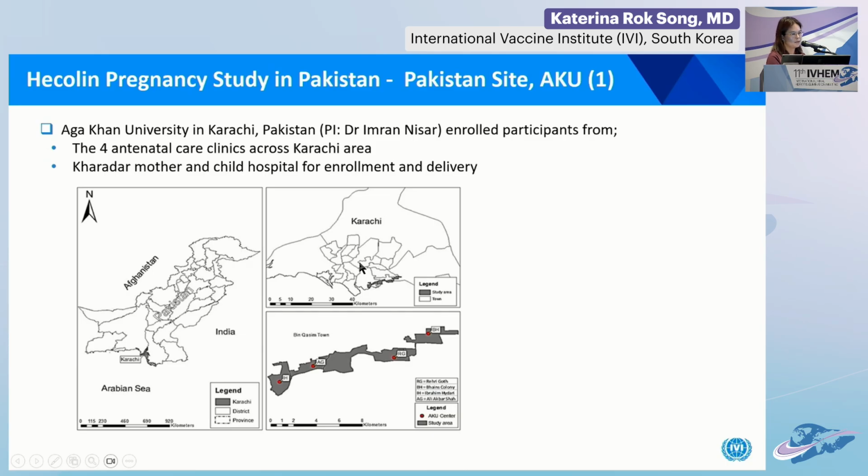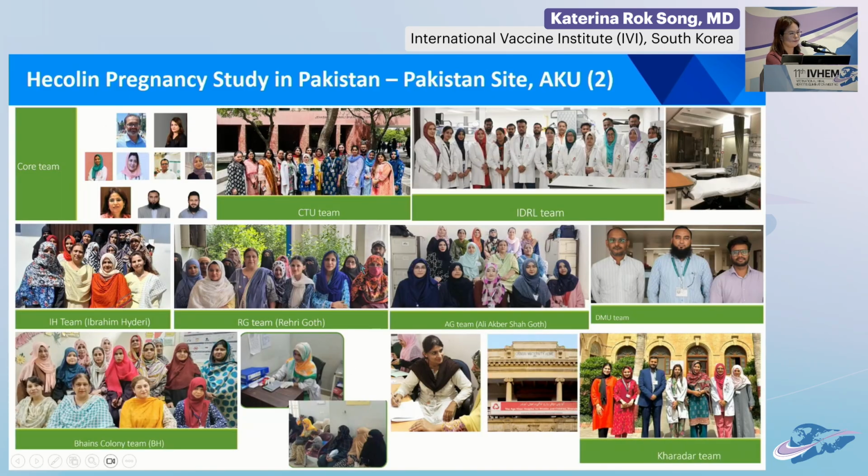The name of the PI in Pakistan is Dr. Imran Nizer, and Aga Khan University is an excellent university to conduct a clinical trial in Karachi. They collaborated with the 4 antenatal care clinics across the Karachi area, and also the Mother and Child Hospital, for enrollment in the 3rd trimester and delivery of all maternal participants enrolled in this trial. So this is the lovely team that we have in Pakistan. And this is the picture of our PI.